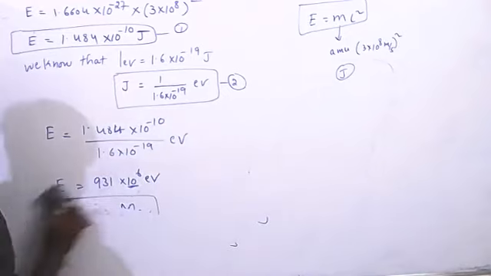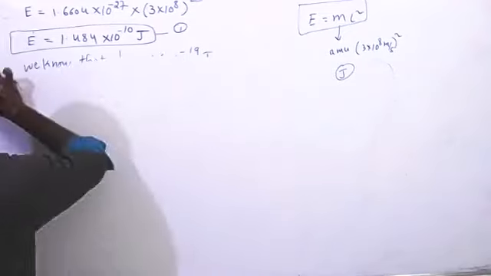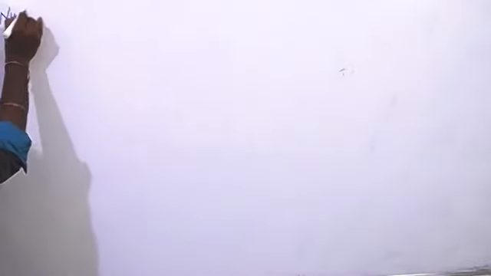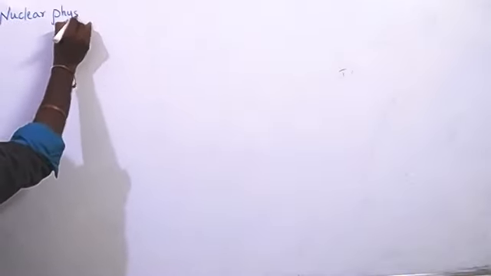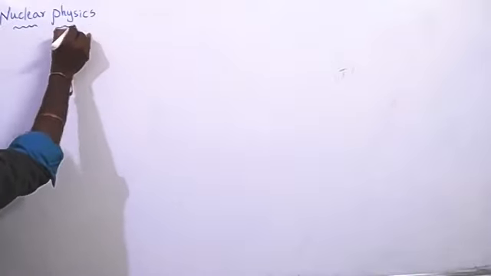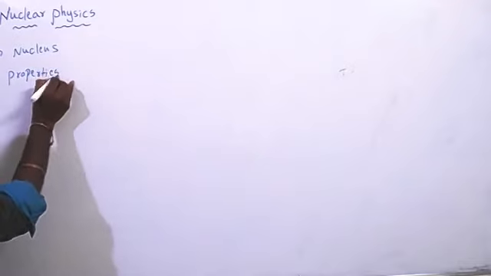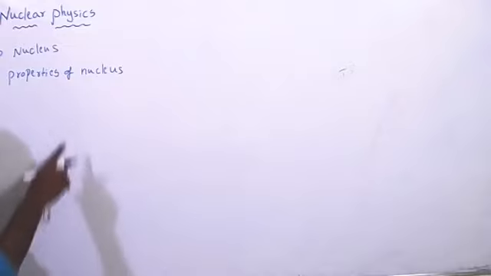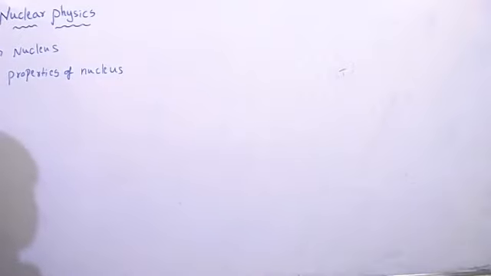Let's see. What we have discussed in nuclear physics: we have discussed the nucleus and the properties of the nucleus. In the properties of the nucleus, we have the mass of the nucleus, charge of the nucleus, spin of the nucleus, shape of the nucleus, and one more is the density of the nucleus. Those are the things we have discussed.